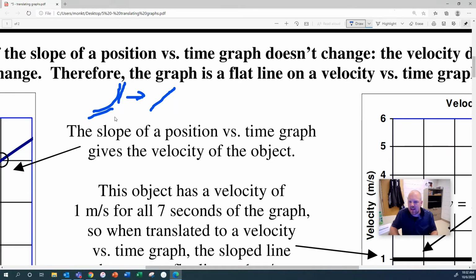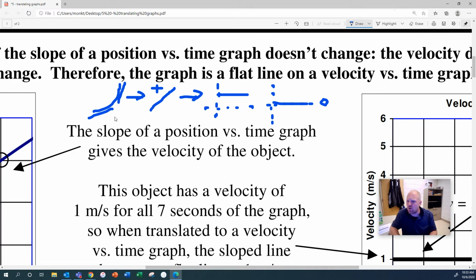Anytime you have a sloped line, it is going to become flat at that particular slope. If I'm drawing an X and a Y axis here, and this has a positive slope in a position versus time graph, it's going to have a positive velocity. And any flat line is going to become flat at zero. There's no change here because the line is flat, which means we would then have a flat line at zero.